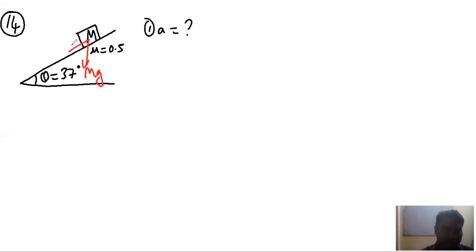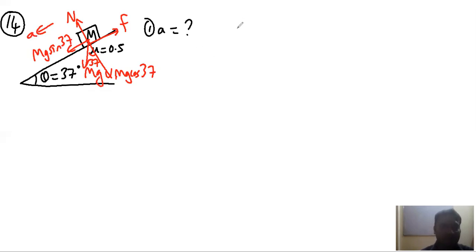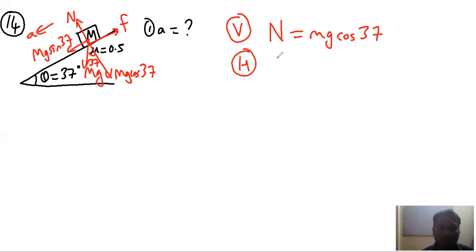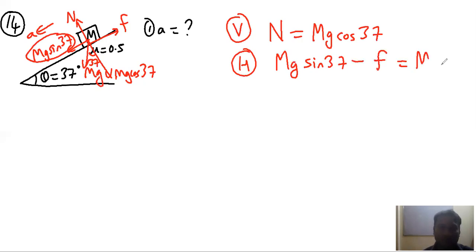So one force is mg. Another force is mg sine 37 and mg cos 37. These are the components of mg. Then we have normal reaction N, friction force F in backward direction, acceleration a in down the inclined direction. So along vertical direction, we have normal reaction is mg cos 37. Along horizontal direction, down the incline, we have big force minus small force is mass into acceleration. So big force in this case is in the direction of acceleration, which is mg sine 37 minus small force, whose value is friction force, is equal to mass into acceleration.